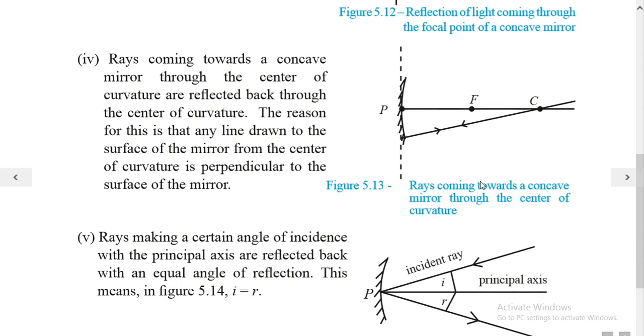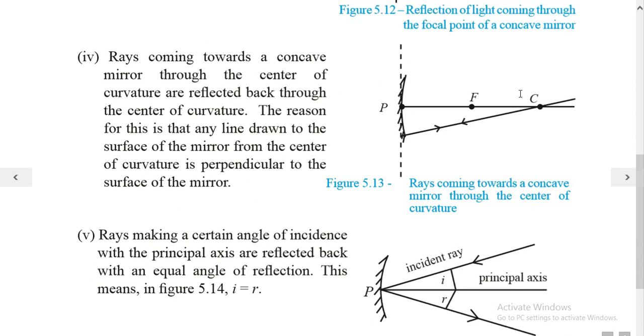The fourth one is also important, considering the center of curvature. When a light ray is coming towards this concave mirror, passing through C, the center of curvature, and incident on the mirror, after being reflected by the mirror, it also travels back along the same path. This diagram shows it along the same path.